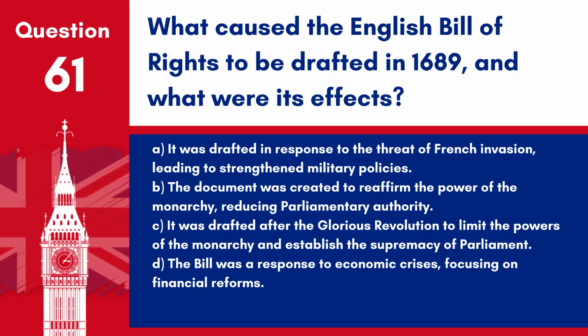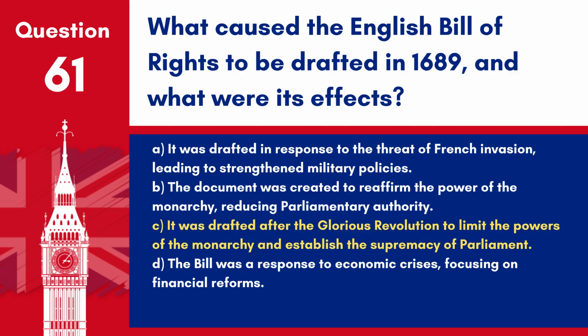A. It was drafted in response to the threat of French invasion, leading to strengthened military policies. B. The document was created to reaffirm the power of the monarchy, reducing parliamentary authority. C. It was drafted after the Glorious Revolution to limit the powers of the monarchy and established the supremacy of Parliament. D. The bill was a response to economic crisis, focusing on financial reforms.